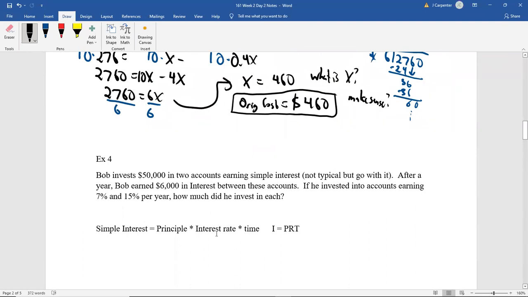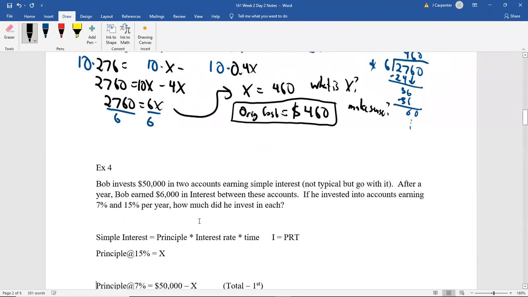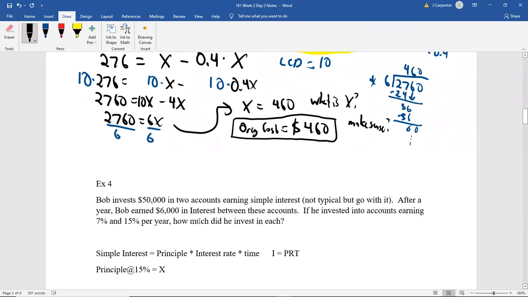So let's call the amount we put in the 15% X. Why? Because that's just what I happen to choose. I could have called the amount in the 7% X and it just would have flip-flopped everything, but in the end, you'd get the same answers. So I'm going to say we put X dollars in the 15% account. Now, how do you find out what you put in the other? It's the total minus the first, the total being the 50,000, the first being X. We don't know what X was. So how much did we invest in the 7% account? The total of 50 grand minus what we put in the first.